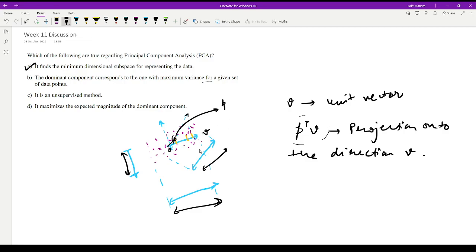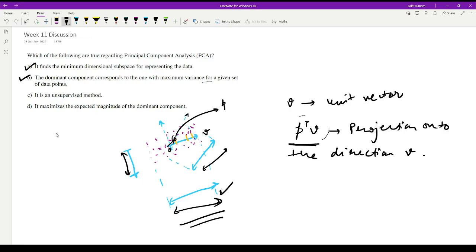If you take the one dimensional vector v, this is the maximum, this is the component which captures the maximum variance of the data. So we would like to take this component. So the dominant component is this, and yes, this statement is true. The dominant component corresponds to the one with maximum variance. Why maximum variance? Because we would like to maximize this projection P transpose V. I hope this point is clear.